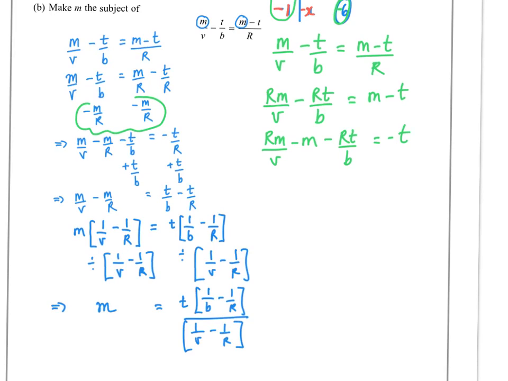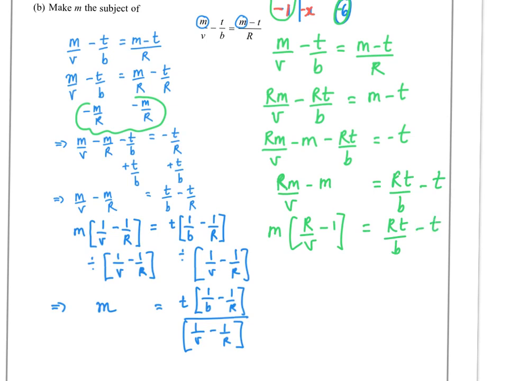Then you could add this term here to both sides, and you'd have rm over v minus m equals rt over b minus t. And then you could factor the m out here and have m lots of r over v minus 1 equals rt over b minus t. And then this may annoy the examiner, but it is perfectly allowable.